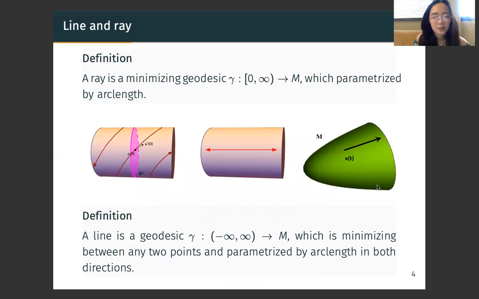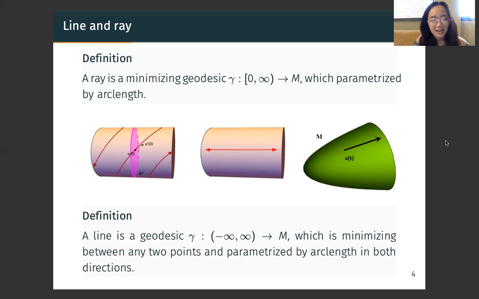Okay, next I'm going to give some definitions that we'll need. So first we have that a ray is a minimizing geodesic gamma from 0 to infinity in the space, which is parametrized by arc length. In our picture here, all the way on the right, we have the paraboloid, which has this x of t here, which is a ray, because it has that endpoint. So it starts here and then it goes out.